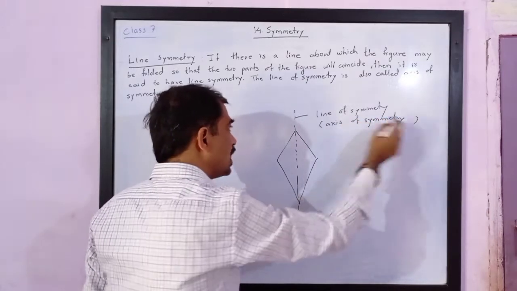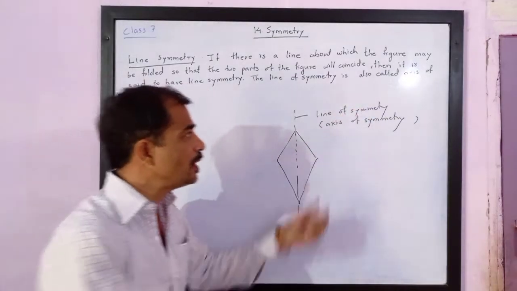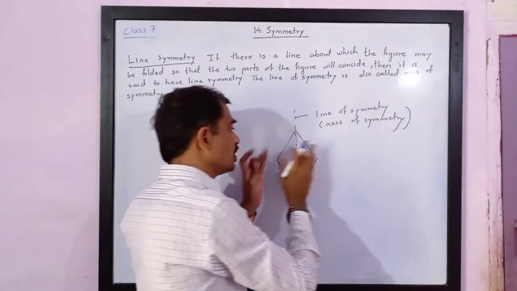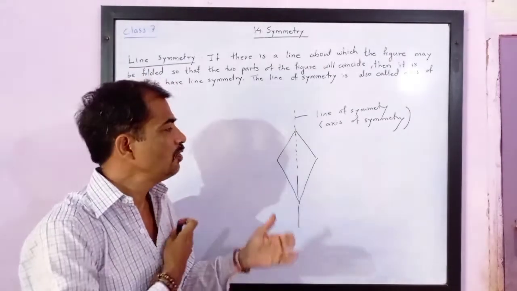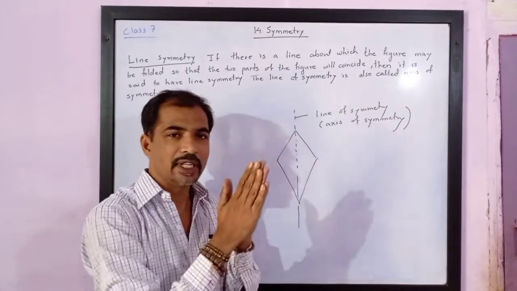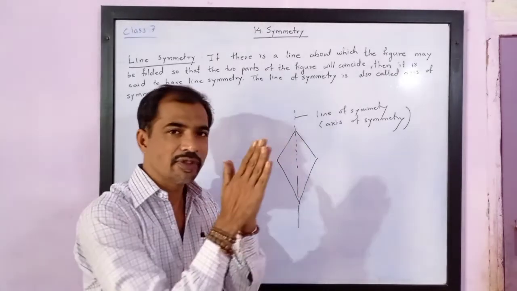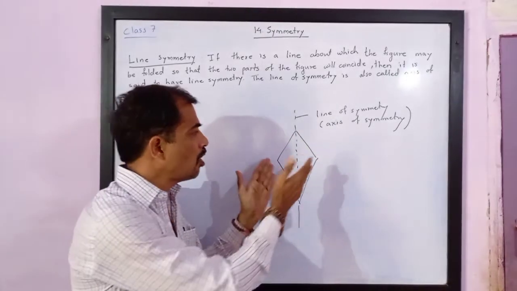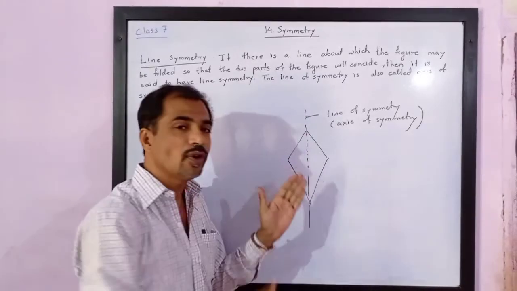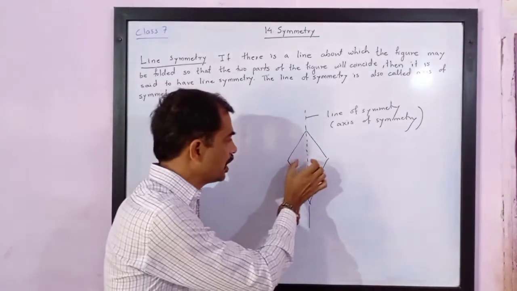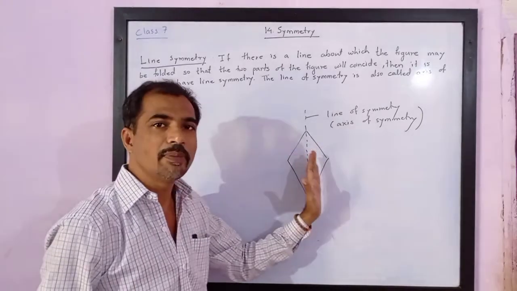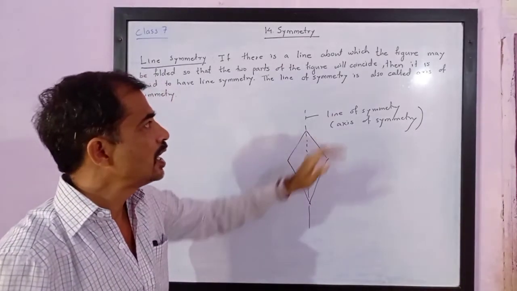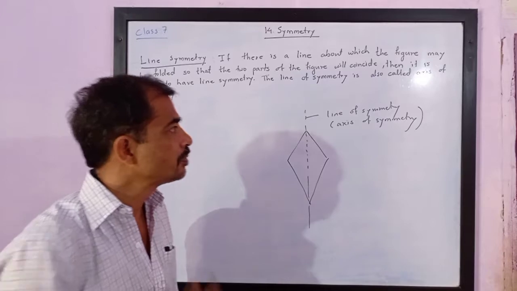Please note, this line of symmetry, this axis of symmetry, divides the figure in exactly two parts, or in other words you can say, if the figure is folded along the line of symmetry, then all the parts will coincide with each other. That is, the line of symmetry makes two equal parts, two congruent parts. So this is what a line of symmetry is.